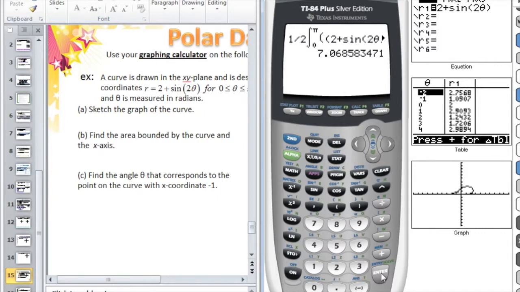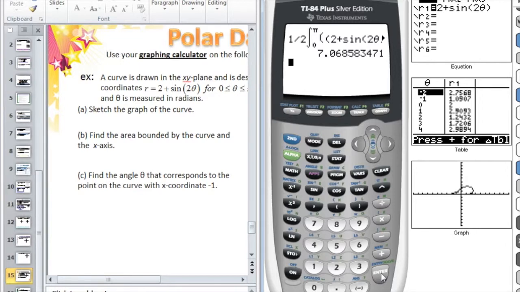Now notice that I'm still in polar mode. I would not have been able to do this on the y equals graphing screen. Some of us like to use the graphing screen to do integrals. The graphing screen for polar is quite limited on the things that you can do. So you would not have been able to work this in the graphing screen, but it certainly will work just fine on the blank screen.